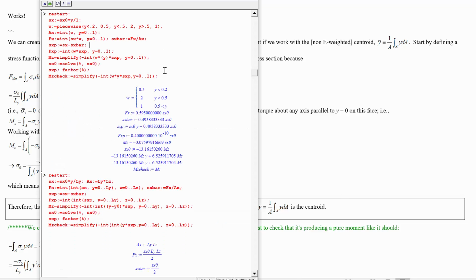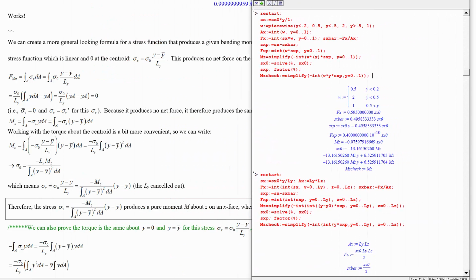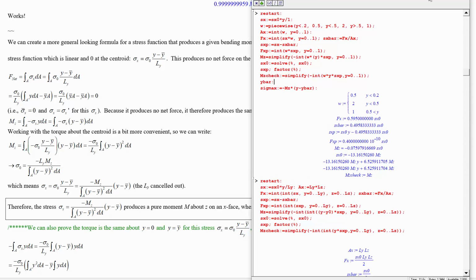We can check it for this exact version that we just did. So let's take maybe sigma x is equal to negative mz times y minus y bar. Let's figure out y bar. Y bar would be equal to the average y value over that surface. So it's going to be the integral of y times the width from y is 0 to 1, in this case, over the integral of the width from y is 0 to 1. That's going to give us y bar.